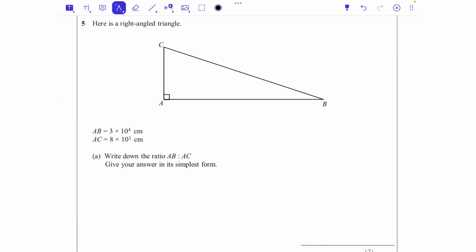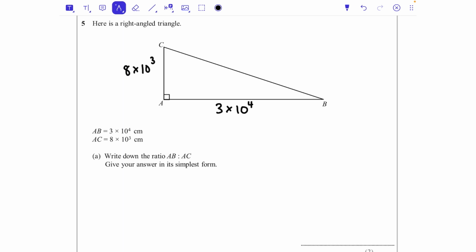Okay, question number 5. Here is a right-angled triangle. AB is 3 times 10 to the power of 4. Let's put that there. And AC is 8 times 10 to the power of 3. Write down the ratio AB to AC, give your answer in its simplest form.